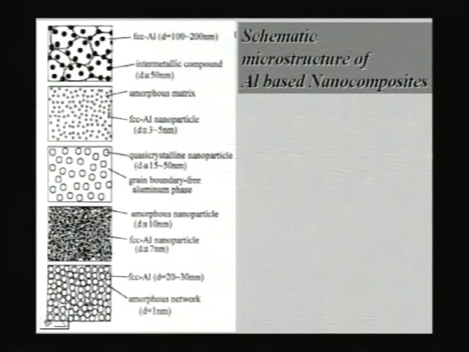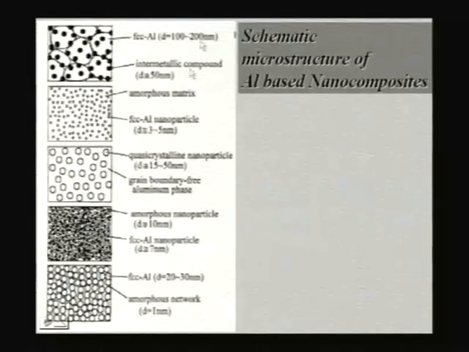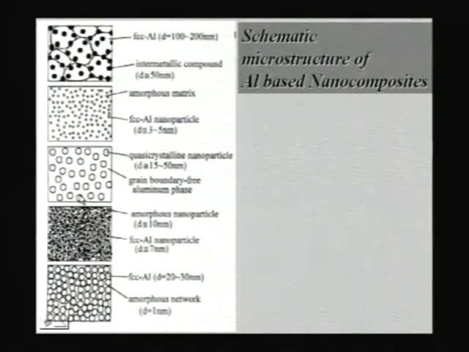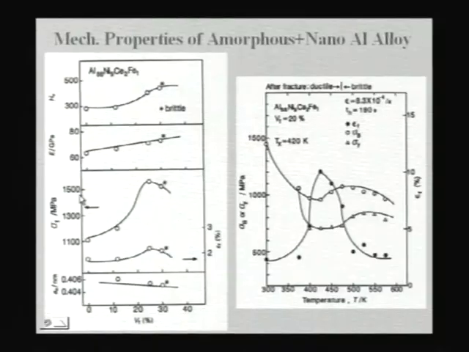You can have an amorphous phase with alpha aluminum nanoparticles, you can have aluminum with intermetallic nanoparticles, you can have amorphous and quasicrystalline intermetallic particles, or you can have aluminum grains with quasicrystalline nanoparticles, or other combinations also. So various combinations are possible, and one can realize all these things by choosing a proper composition and proper temperature and time of heat treatment, so that you can end up with all these kinds of microstructures and look at their mechanical properties. We are going to look at some of such microstructures and their mechanical properties.